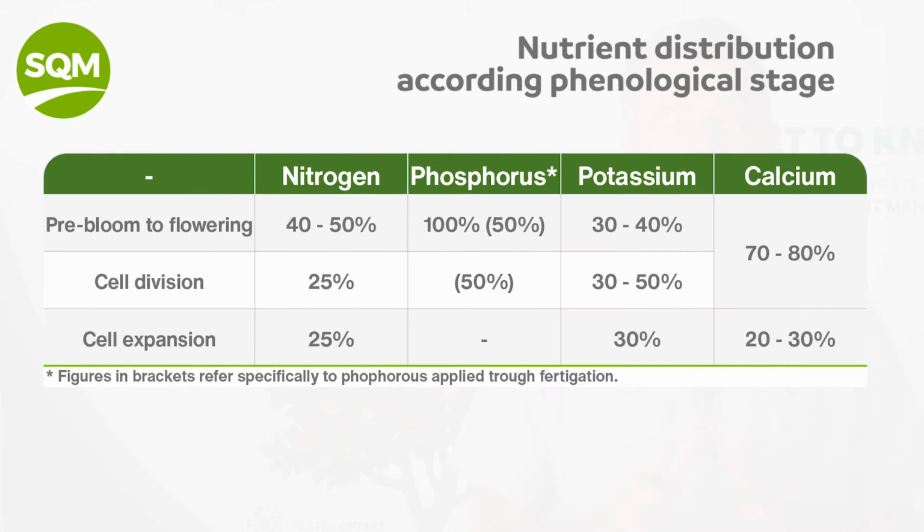This table shows nitrogen, phosphorus, potassium, and calcium. They've given 3 stages here: pre-bloom to flowering, cell division, and cell expansion. But you can see that all the fertilizer is predominantly put on in the pre-bloom to flowering stage. And that's because of the uptake curves of the different nutrients. Potassium is probably the one with the longest spread going into the cell expansion stages.